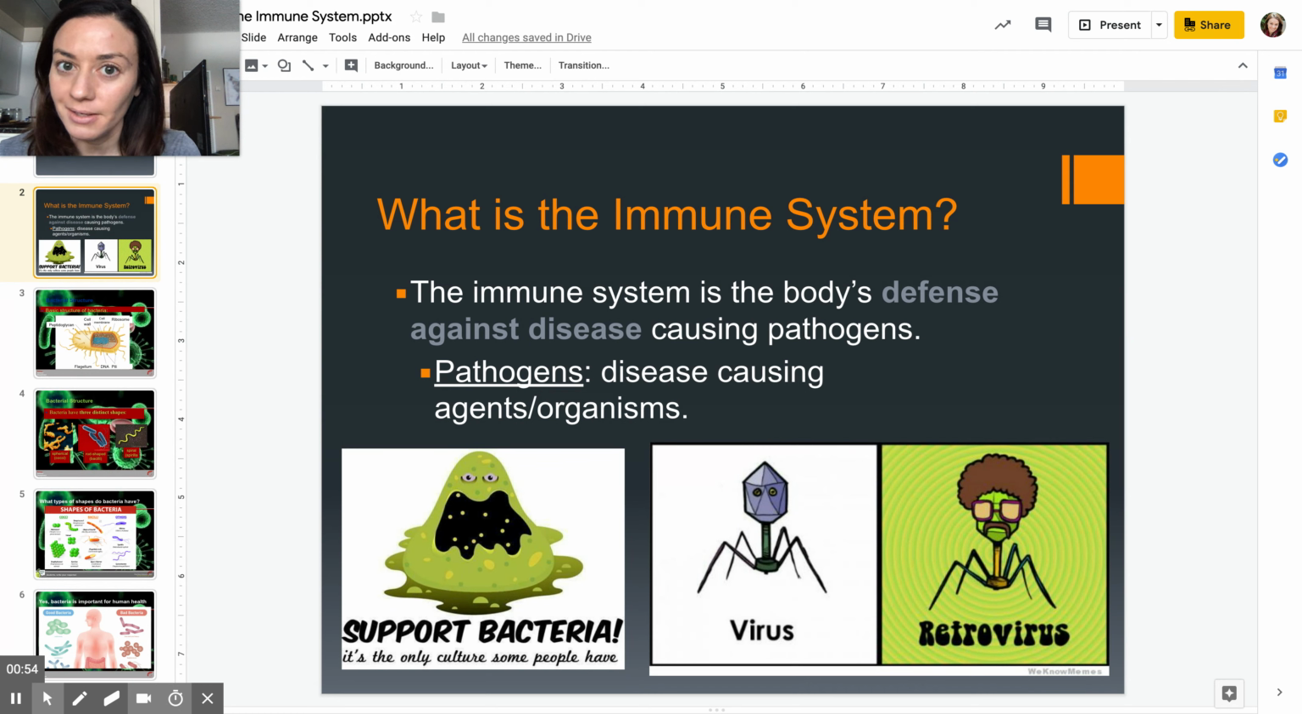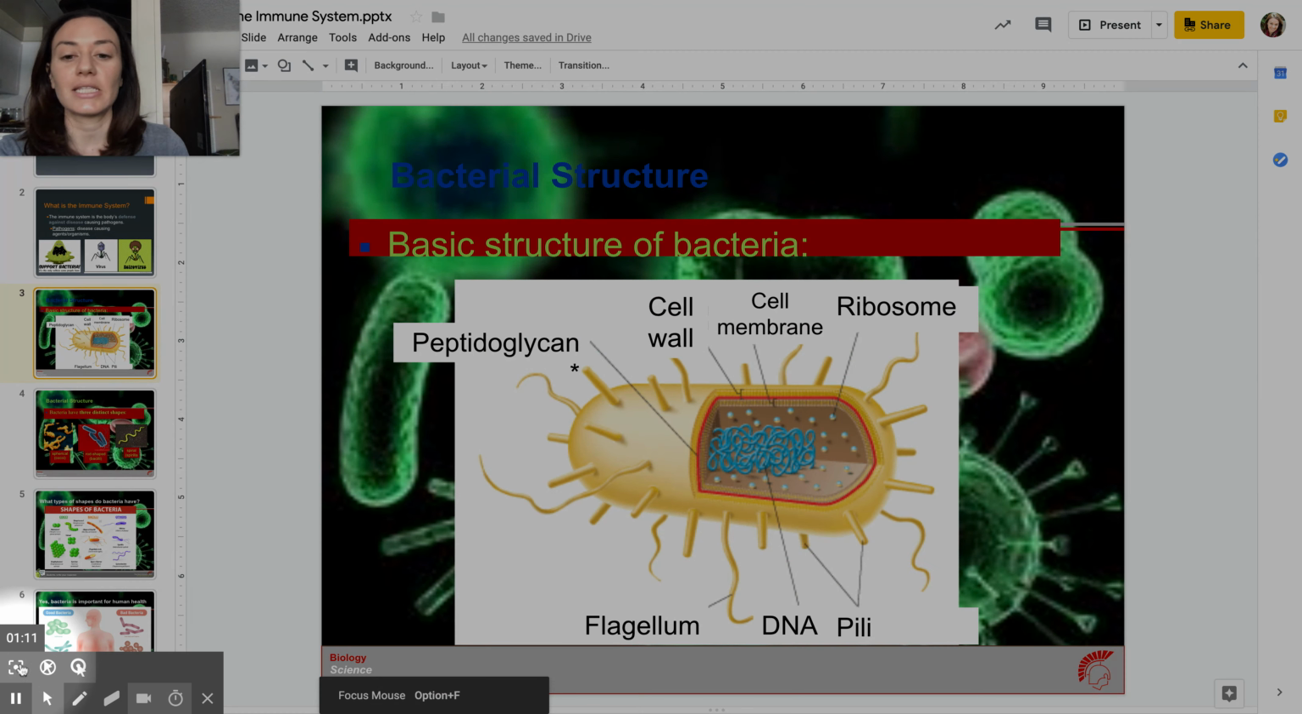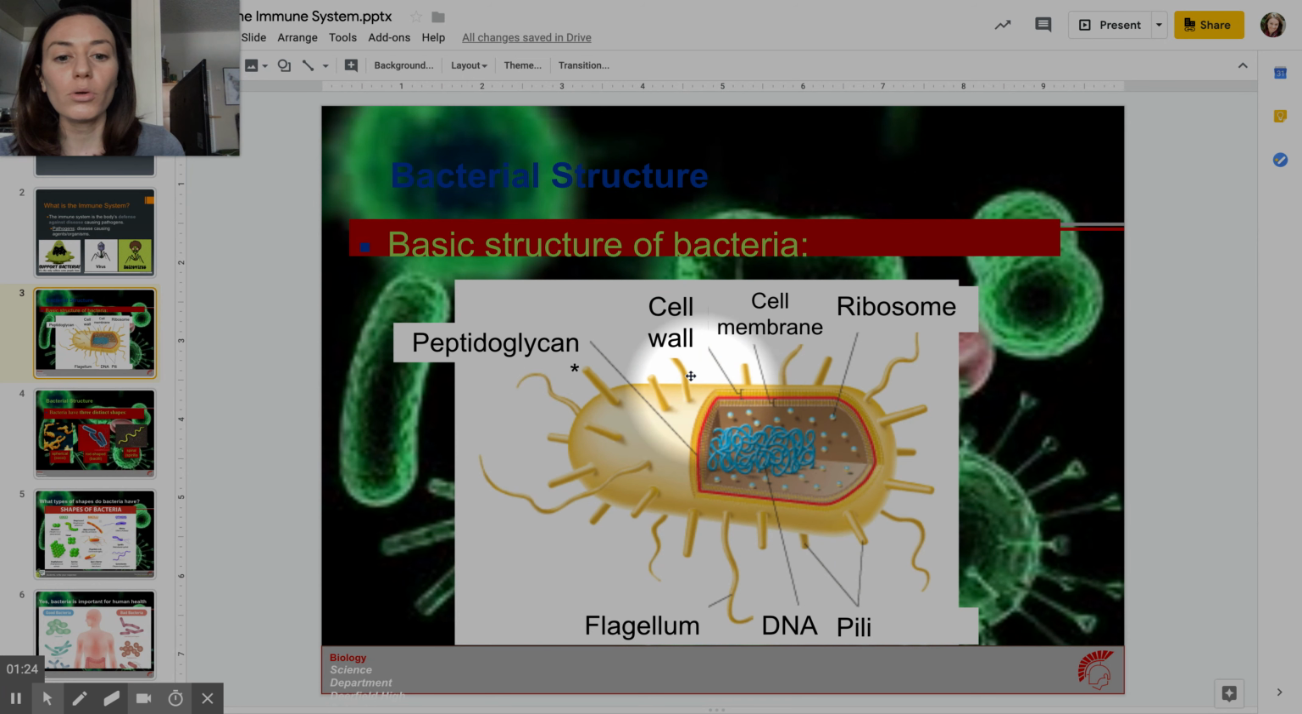Pathogens are bad. They are disease-causing organisms. They may be alive, they may not be alive. So we have bacteria that could cause disease, virus, or a retrovirus. I want us to revisit the structure of bacteria. Remember that bacteria is a living thing. So it has DNA, so it can replicate, but it also has a cell wall, okay? Remember, it's a prokaryotic cell.